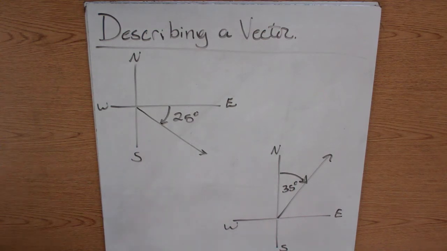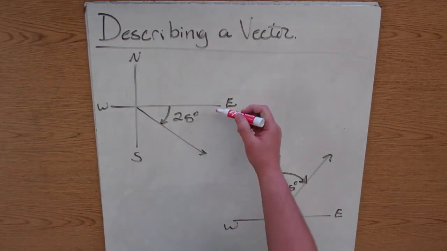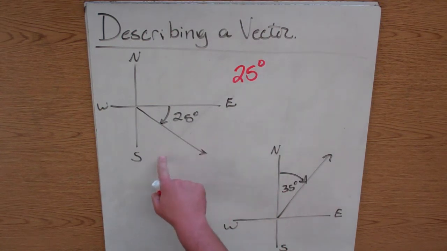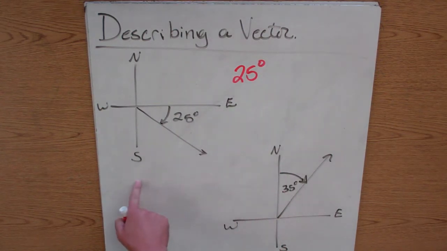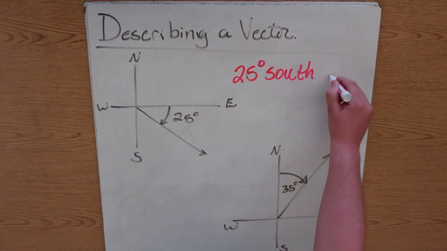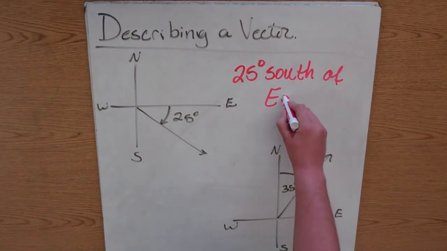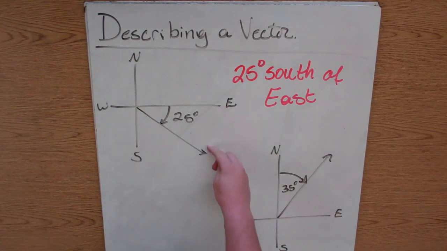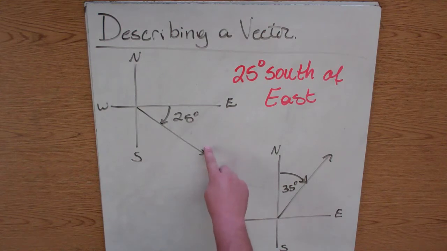So for our first example up here, if you notice, we're 25 degrees below east. Or we're 25 degrees. Since we're below east and going below east, we're going south. So we are 25 degrees south of east. 25 degrees south of east. Since we're below east, we're going toward the south.